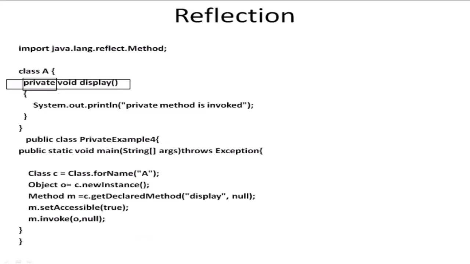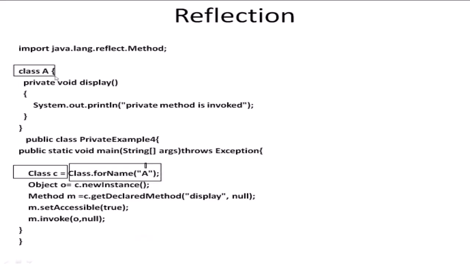So for that purpose, what we need to do is write a particular class name C, by using a method called Class.forName. Here we are going to give the class name A, which is another class. Now we need to create an object O equal to C, so directly here we are using C.newInstance.